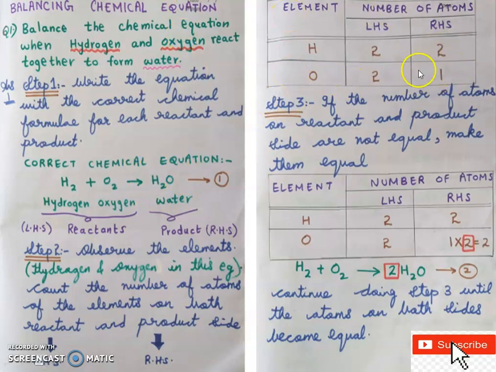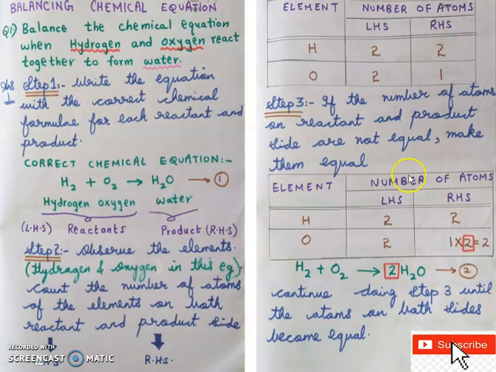Now, after this table is made, step 3: if the number of atoms on the reactant and product side are not equal, here if I observe, the number of atoms of oxygen on the LHS and RHS are not equal. So I need to make them equal. How to make them equal? This 2 is 2 only, but this 1 I can make as 2. How can I make this 1 as 2? By multiplying with 2, because 1 into 2 is 2. Then it will become 2. So the atoms can be balanced.